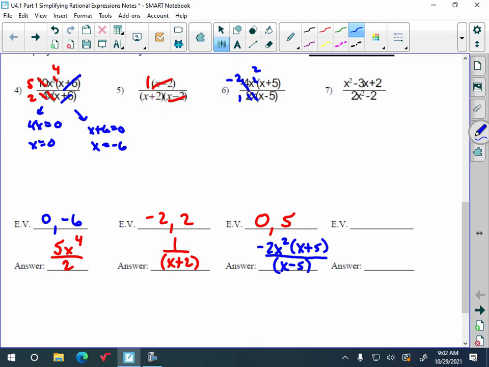Now number 7, we have a trinomial on top and a binomial, and we have to factor. You have to factor first. You can't say, I want to cancel these 2's out because they look like they actually just cancel. You can't do that. You cannot cancel part of a trinomial and part of a binomial. It's all or nothing. You can only do it if they're exactly the same.